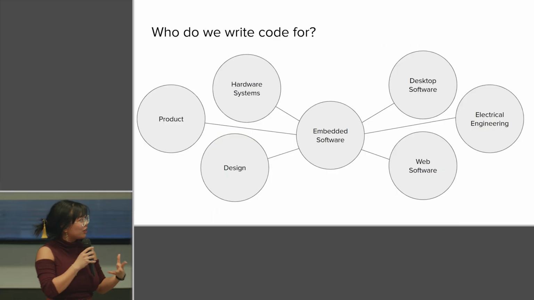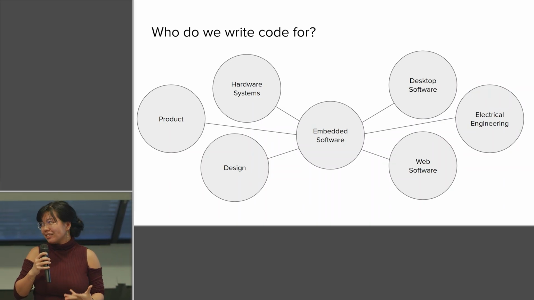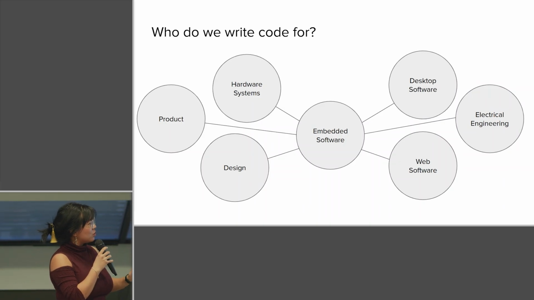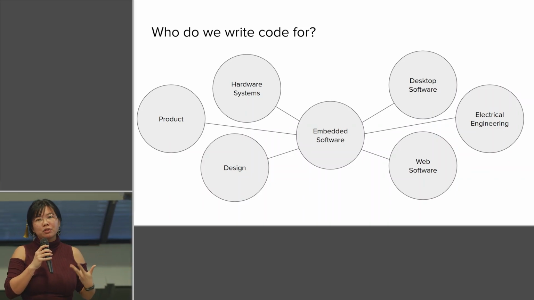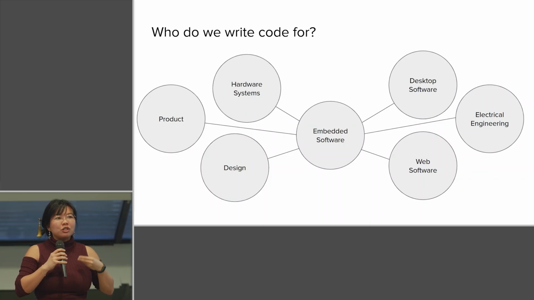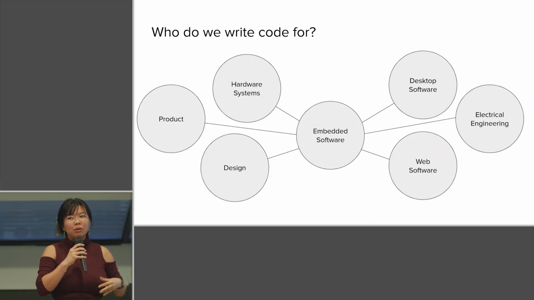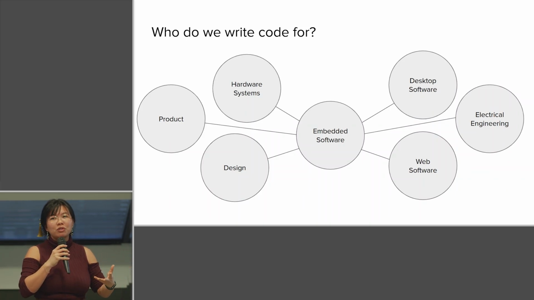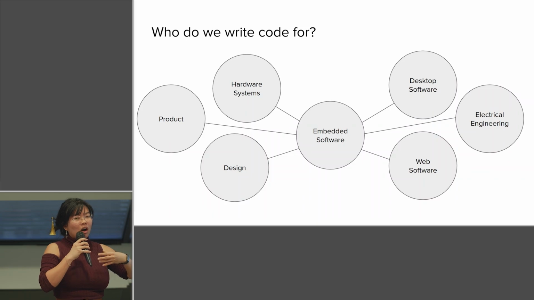So who do we write code for? The embedded software has a lot of people as its stakeholders. So the hardware systems team is the team that is responsible for actually working on the science and engineering of how the 3D print runs. They're doing things like figuring out the right speeds to move your motors without splashing resin everywhere, how long to expose the resin for. And so they need basically a good hardware development platform to do their work in.